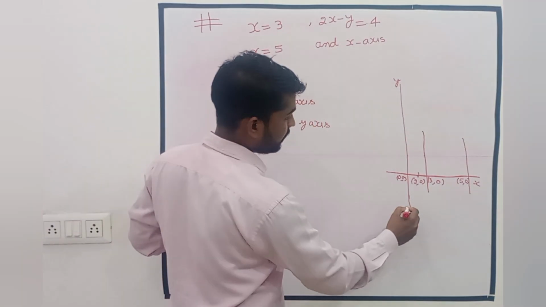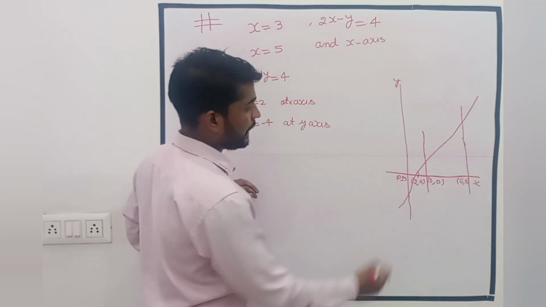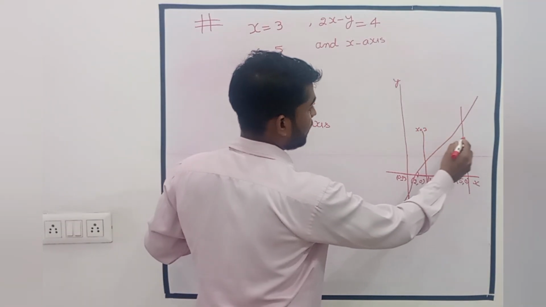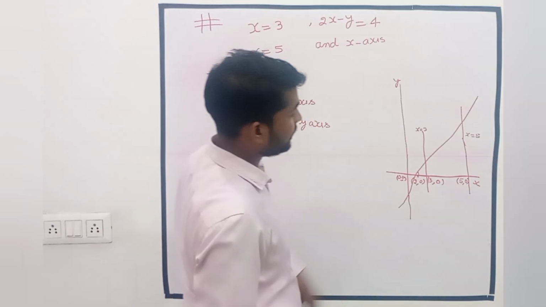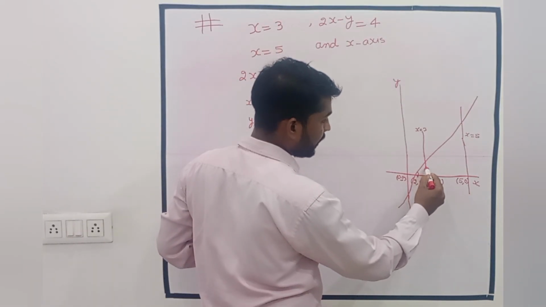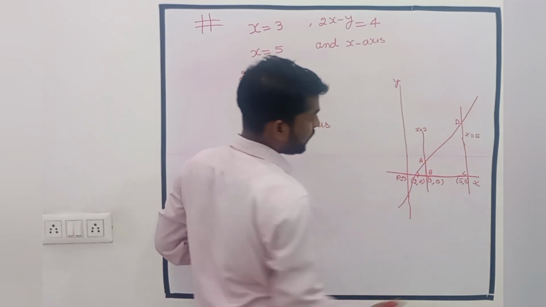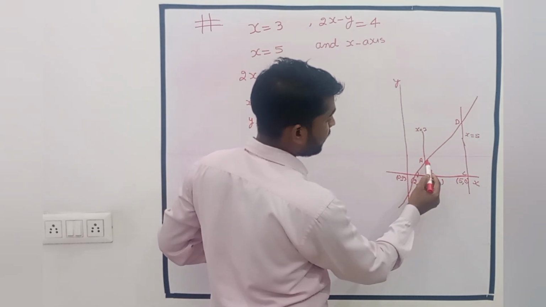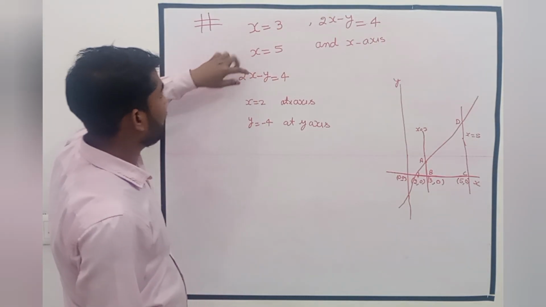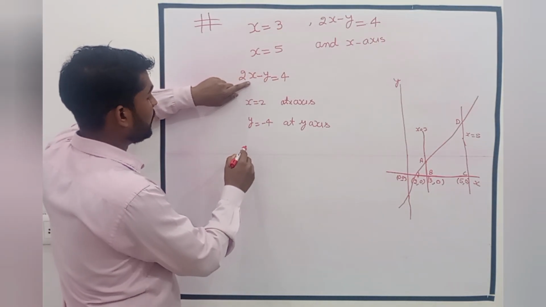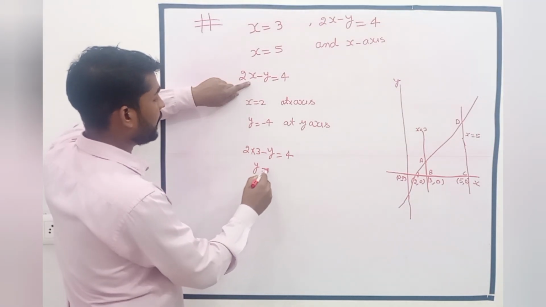And y equal to minus 4 is here, and we draw this line. This is x equal to 3, this is x equal to 5, and this is 2x minus y equal to 4. This is the line, and we have formed a quadrilateral. We can name it A, B, C, and D. Now we find where these lines cut: we put x equal to 3 in the equation, so 2 into 3 minus y equal to 4, and we get y equal to 2.